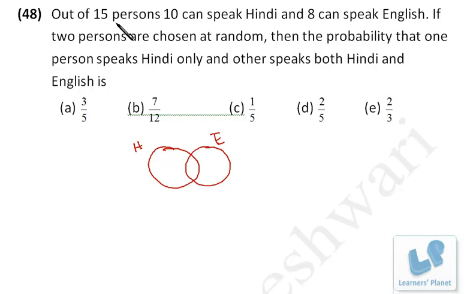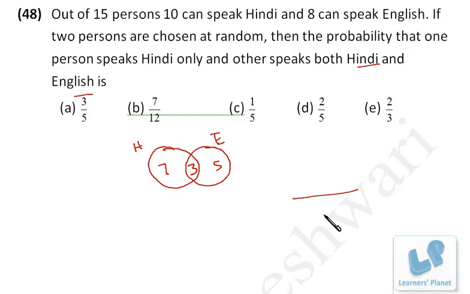So 3 are counted 2 times. So this is 3, right? Now in the Hindi circle there is a total of 10. So 3 over here, so 7 will be here. So it's 7 and 3, 10, and this 5, right? Now we have to choose 2 persons. One person speaks Hindi only and the other speaks Hindi and English as well.